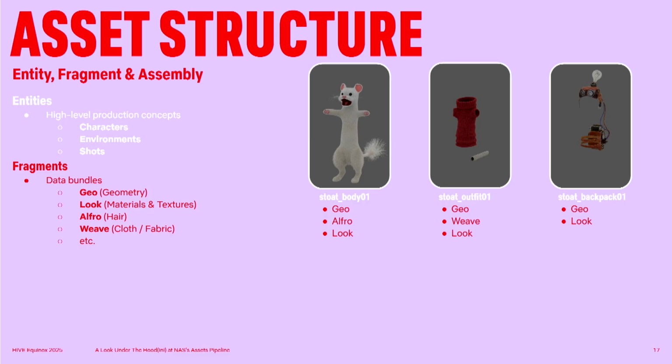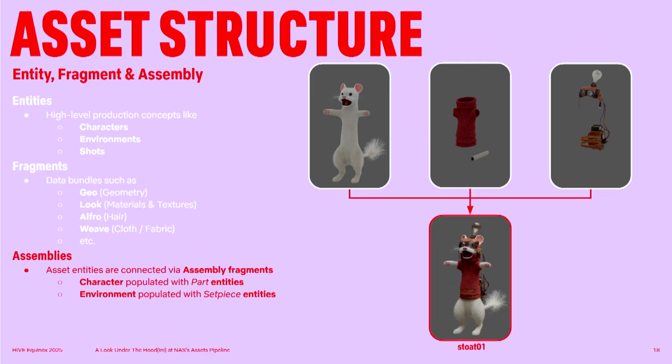The backpack is an example of something a bit more basic that doesn't need anything fancy. It just has some geometry and a look. All of these are constituent parts of the stowed character itself. We can connect entities to entities via a special fragment we call assembly. And finally, we get the end result, the Stoat in all its glory.